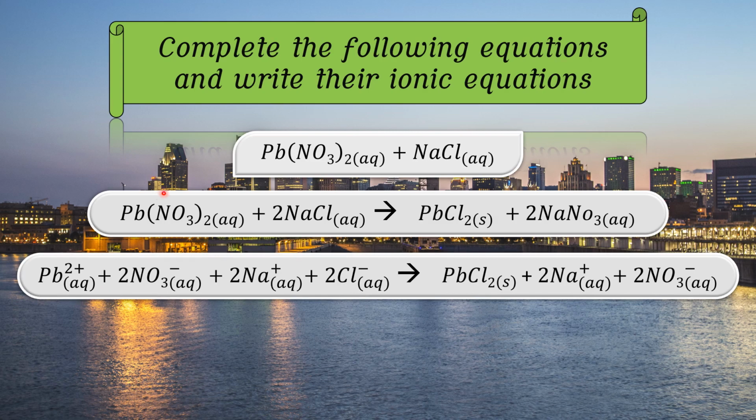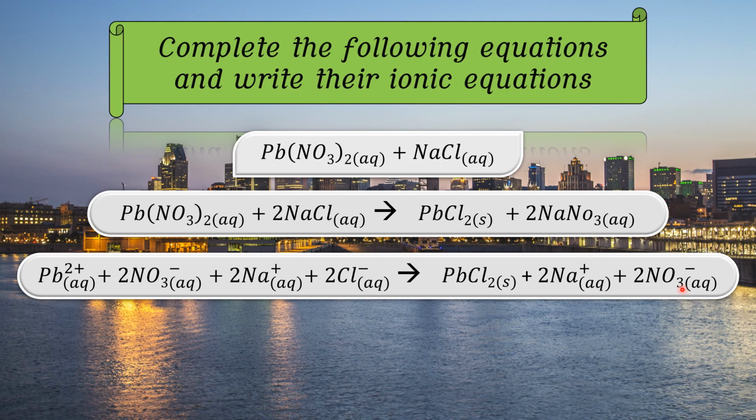Now, when you look at lead 2 nitrate, it is going to give us lead 2 ions, then it will give us nitrate ions. Then sodium chloride will give us sodium ions and chloride ions. Lead 2 chloride will not give us ions because it is a solid. Then we have sodium nitrate. Sodium nitrate will give us sodium ions, and it will also give us nitrate ions. Those are the ions that we have got.